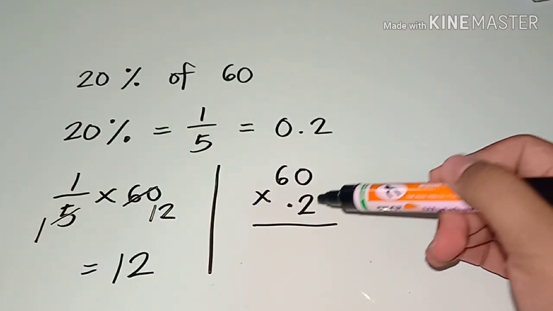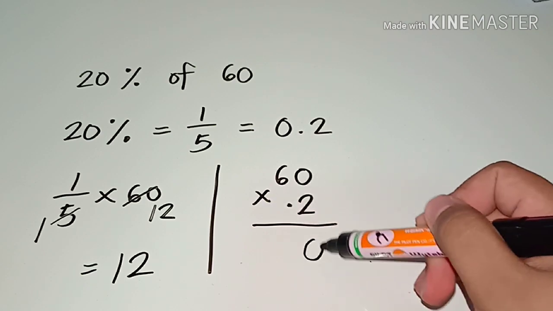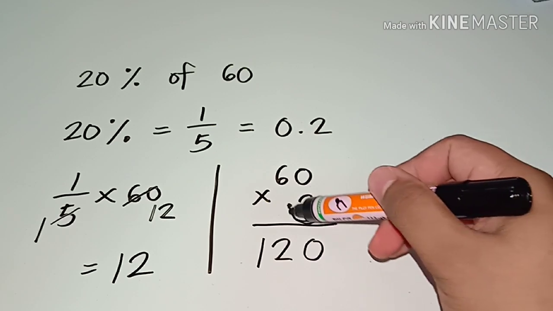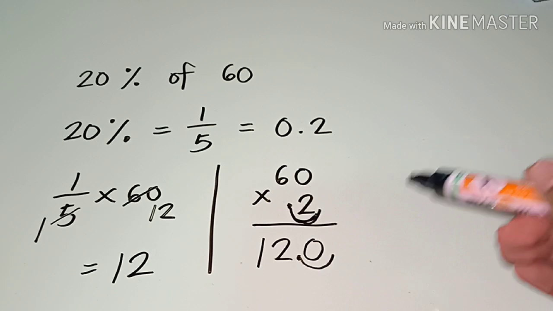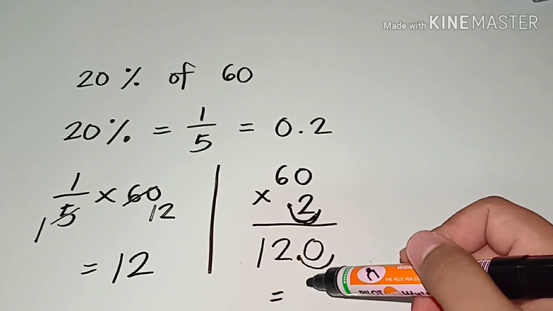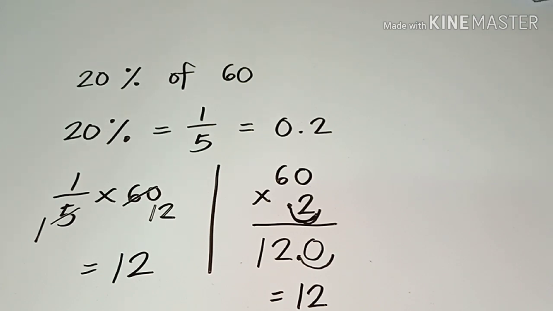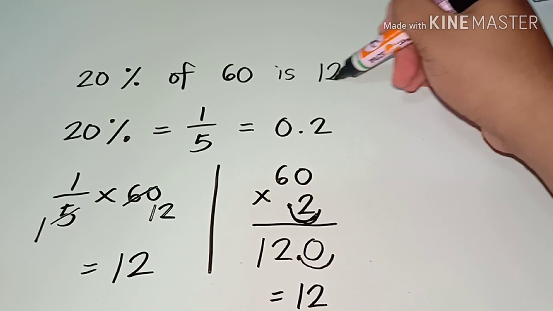For 60 times 0.2, just multiply it. So 2 times 0 is 0, 2 times 6 is 12. But remember that there's one decimal place. So from here, we also move one place to the left. So that means 60 times 0.2 is equal to 12. Therefore, 20% of 60 is 12.